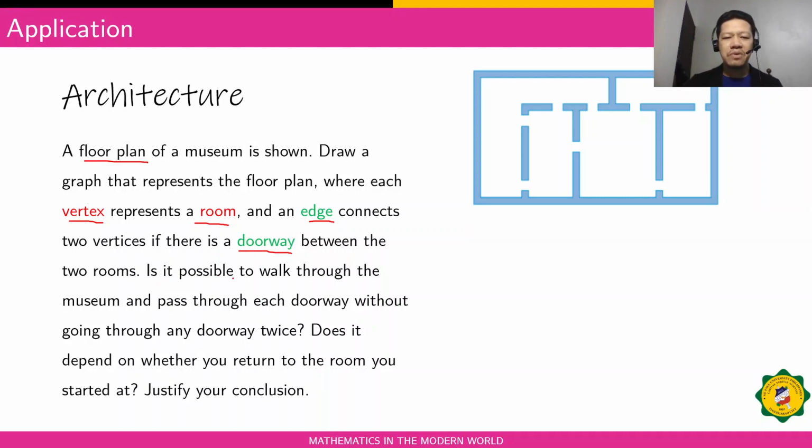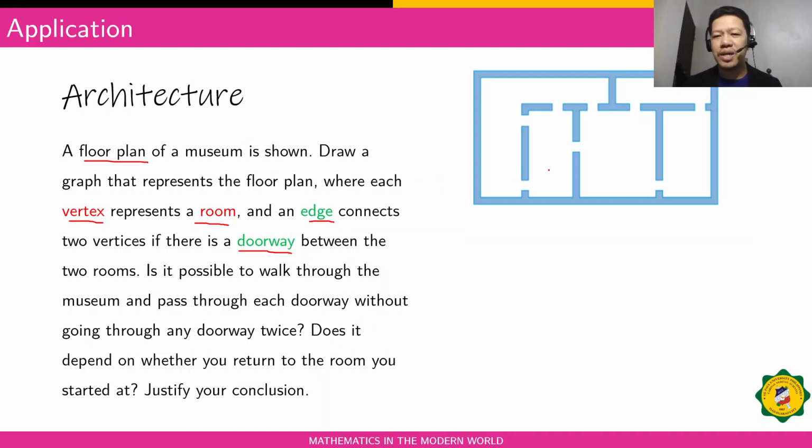Question: is it possible to walk through the museum and pass through its doorway without going through any doorway twice? Or the next question is, does it depend on whether you return to the room you started at? Justify your answer. So it's also a problem of Euler path and Euler circuit. The first question is regarding Euler path, and the other one is asking whether there is an Euler circuit because you go back to the starting point.